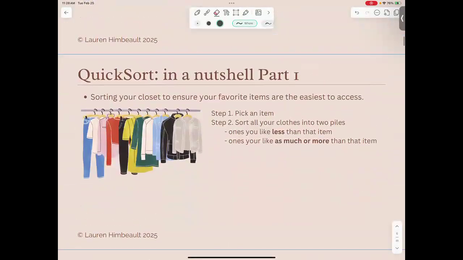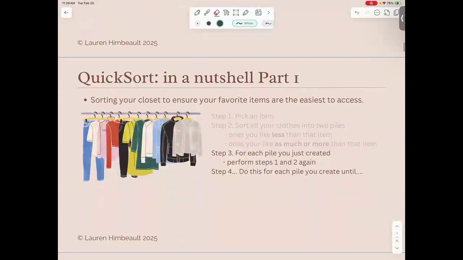So how are we going to do this? Well, we start by picking up an item, and we're going to sort all of our clothes into two piles: the ones that we like less than that item, and the ones that we like as much or more than that individual item. And then once you've done that, you're going to do it again.